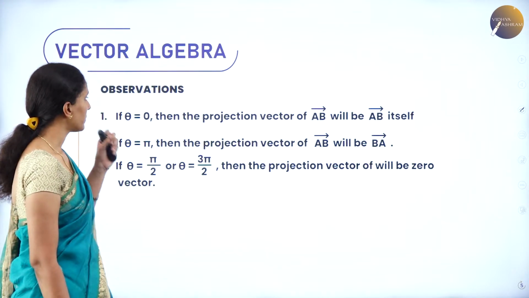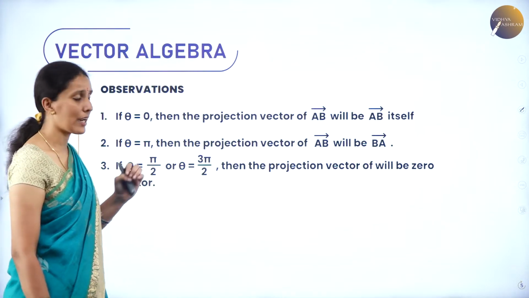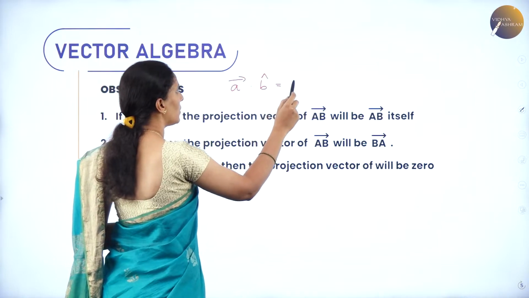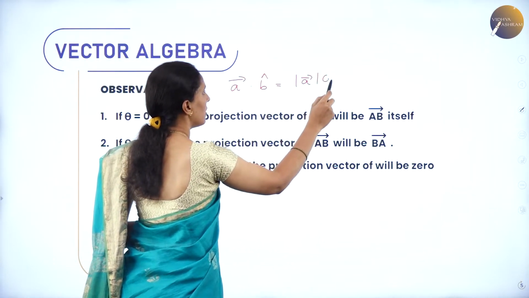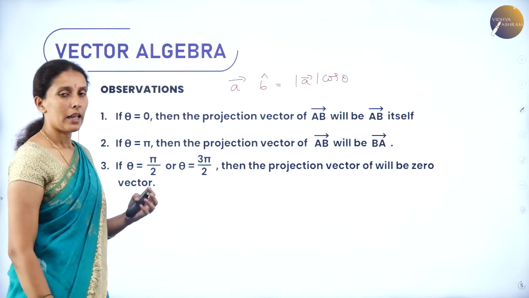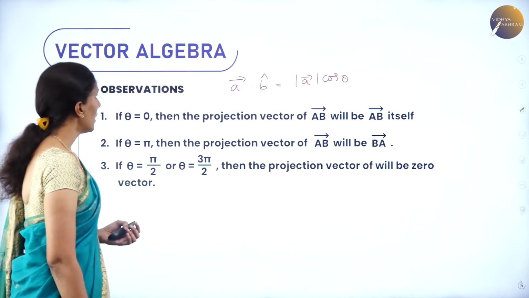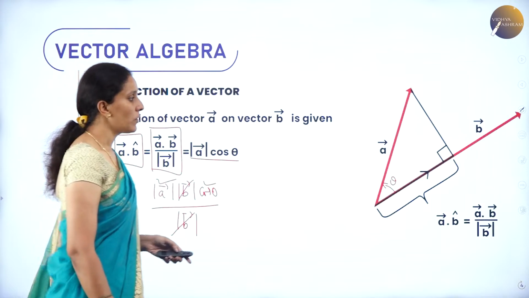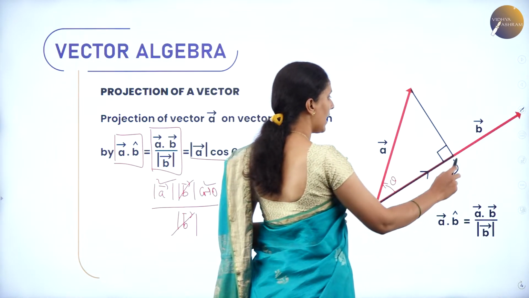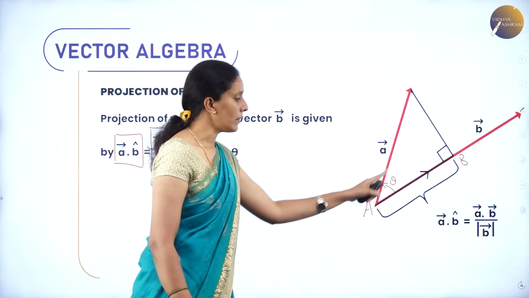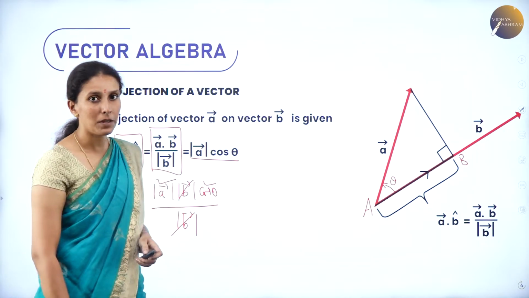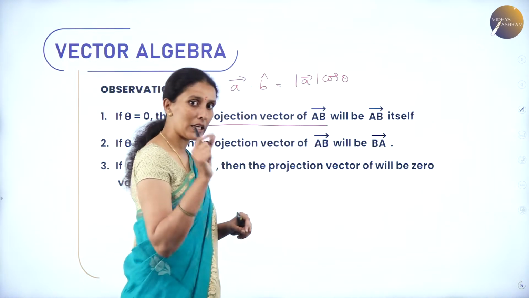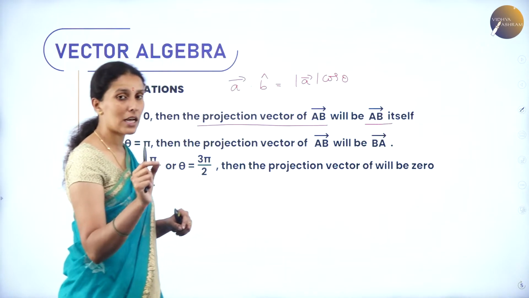Now let's find out what are the important observations we study here. We know that vector A dot B cap is equal to magnitude of A cos theta, or AB cos theta divided by B. So one and the same. Now suppose the angle between the two vectors is 0, that means they coincide. Suppose you take this initial point as A and this point as B. So the vector AB coincides with vector AB only, that is there is no inclination between the two vectors, and therefore the projection of vector AB is vector AB itself if theta is 0.